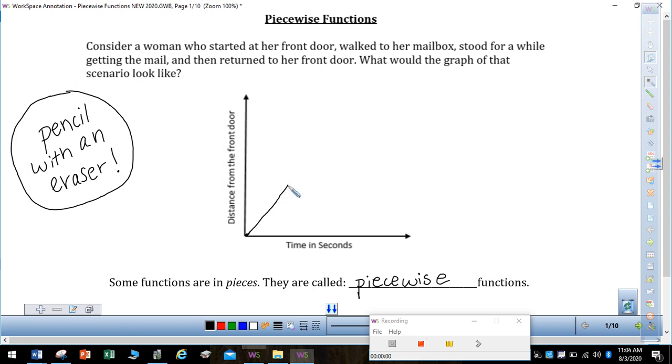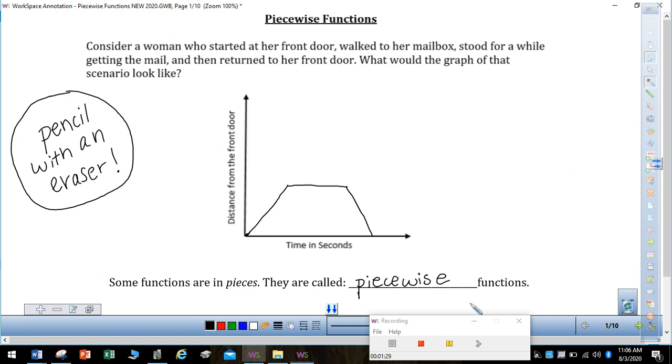Now, when she stands at the mailbox, time is still going to pass by, so we end up with this flat horizontal line where her distance from her front door is not changing because she's just standing there. Finally, when she walks back to her front door, the distance away from her front door is getting smaller, so it's decreasing. We're actually going to have a line going down here, ending back where we started. So we can see here that some functions are in pieces, and they are called piecewise functions.